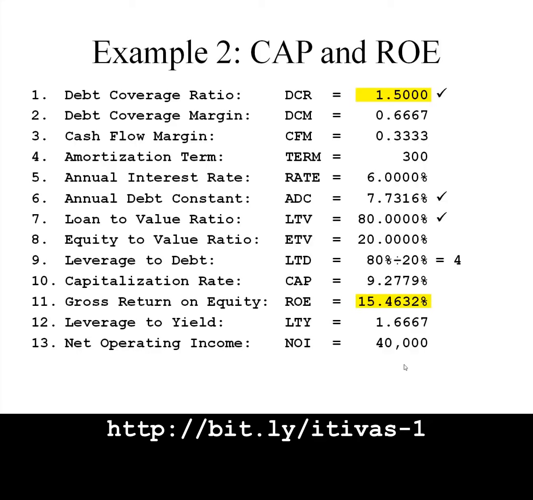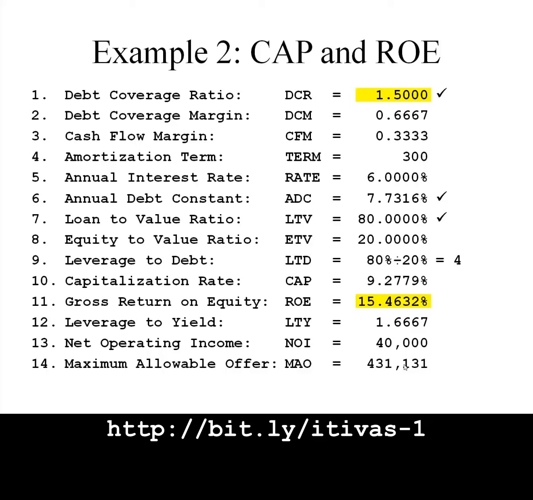With the same net operating income of $40,000, we then calculate the maximum allowable offer is $431,131. Just by changing the debt coverage ratio from 1.25 to 1.5.